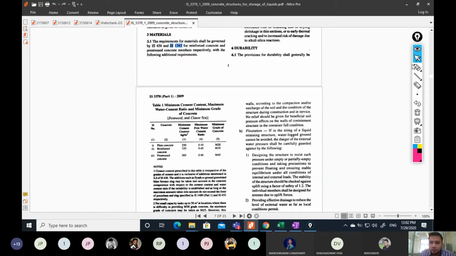So this table we will be using for the design: minimum cement content, maximum water cement ratio, and minimum grade of the concrete. We will be using the minimum grade of the concrete to be used. So if you are using plain concrete for a liquid retaining structure, the minimum grade is M20. For reinforced concrete, the minimum grade is M30, and for pre-stressed concrete it is M40. As far as your syllabus is concerned, we will be using reinforced concrete structure, so the minimum grade is M30.